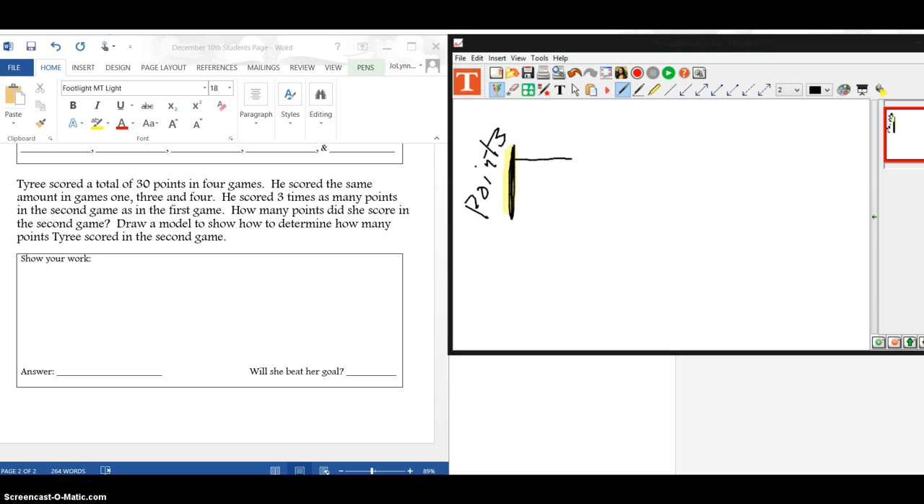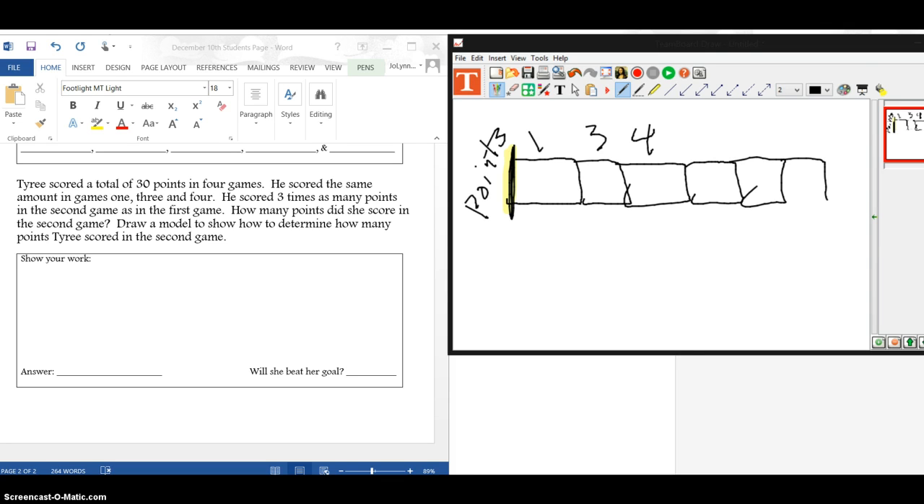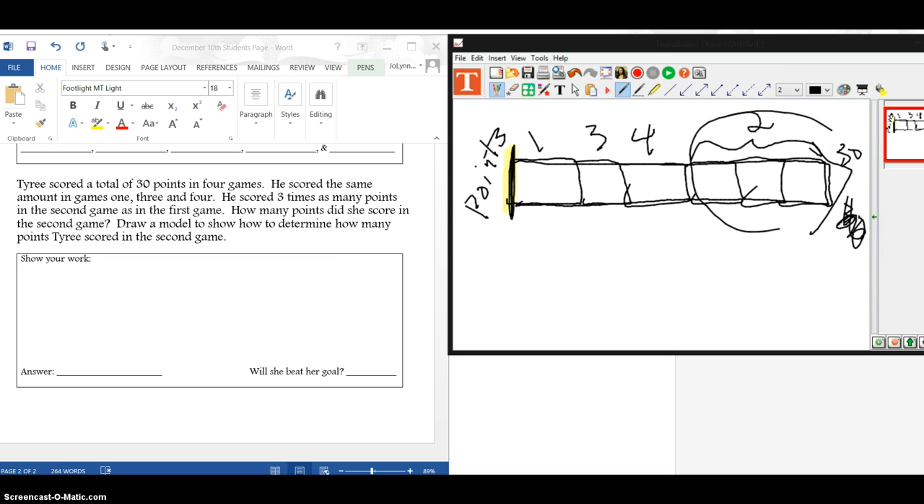So if this represents game 1, this represents game 3, and this represents game 4, and it says the second game is 3 times as many as the first, so it seems like I would just need 3 of these to be able to see. And all of these together equal game 2. Now it said there was a total of 30 points altogether. So if all of these boxes in the end are supposed to equal 30, how could I distribute 30 evenly and figure out exactly how many points he scored in game 2?